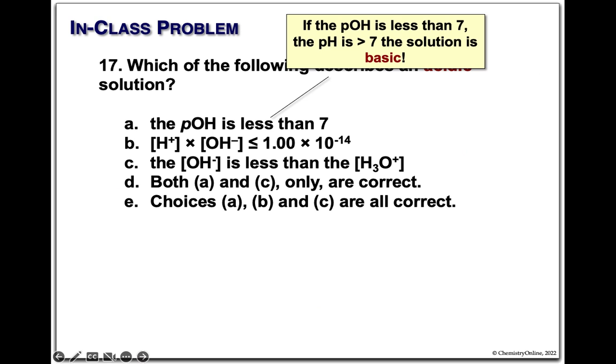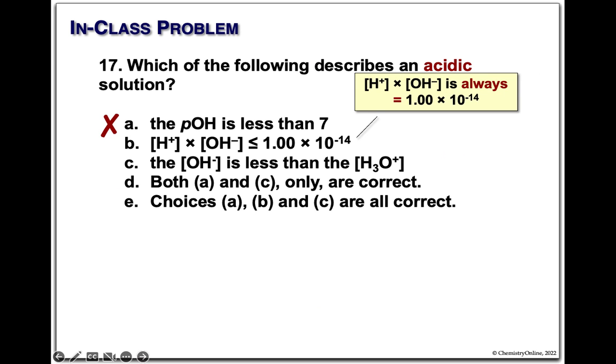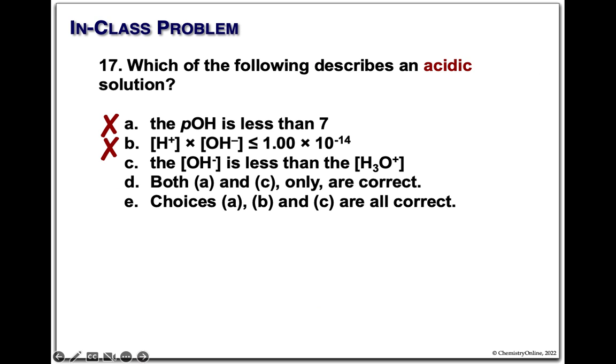Hydronium times hydroxide is less than or equal to 10 to the minus 14. We just showed this on the previous slide. This is nonsense. It's equal to 10 to the minus 14. Hydroxide is less than hydronium. Remember, in a neutral solution, they're equal, right? In an acidic solution, we have more hydronium. In a basic solution, we have more hydroxide. So if hydroxide is less, this is acidic.